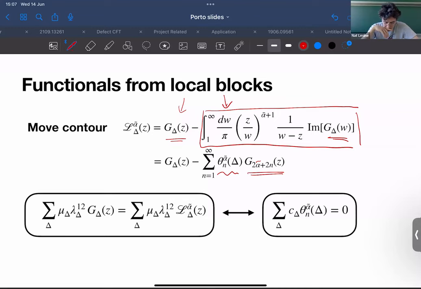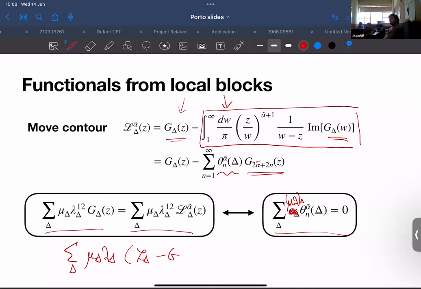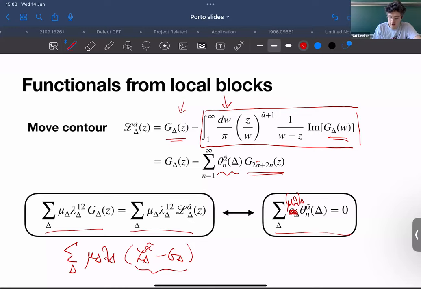Now, the condition that the block expansion is equivalent to the local block expansion: if you just subtract the right-hand side from the left-hand side, it becomes this list of sum rules. I apologize, this should be mu lambda. It's kind of an old notation. If I just subtract these, and now expand this thing in these blocks, then I just get this list of sum rules. Is that clear? Yeah, I think so.